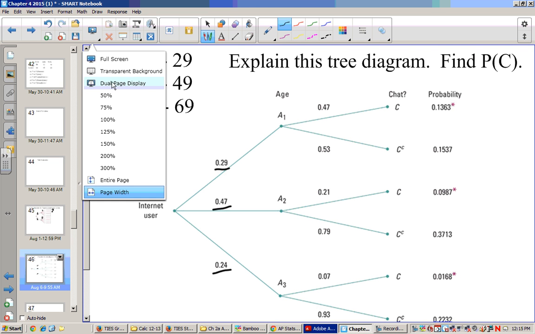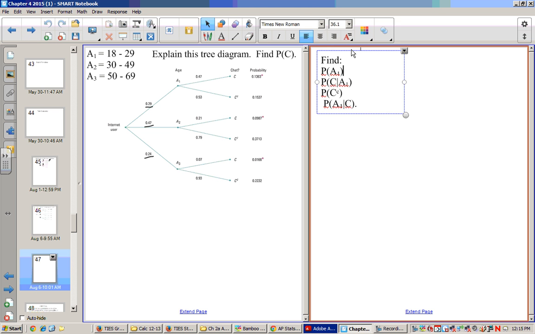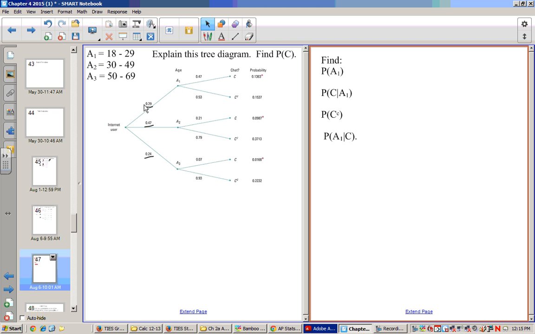Now, there's a few questions that we want to answer about this. We want to find the probability of A1. So that's the probability that they are in the first age group. Spread this out so I can write. The probability they're in the first age group is 0.29. And that's it. The probability that they chat, given the fact that they are in age 1. Well, all the people in age 1 are here. So knowing that this is true, the probability that they chat is 0.47.